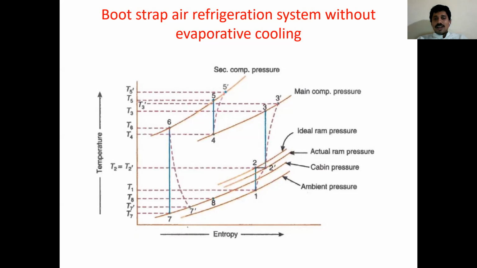Refrigerating effect is here m Cp (T8 minus T7 dash). T8 minus T7 dash is the refrigerating effect. So using these two values, we can determine the COP of the system: refrigerating effect by work input to drive the compressor. So you will be getting the COP, that ratio. So you need to calculate the temperatures first of all, then only you can determine the COP and the remaining objectives.